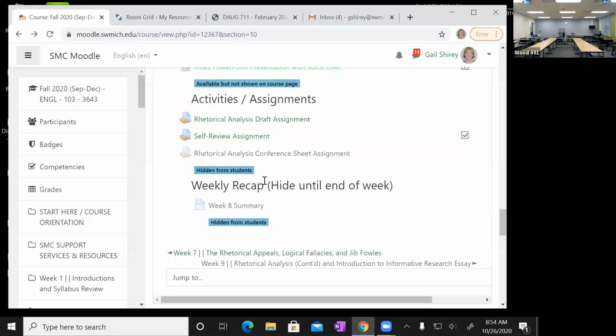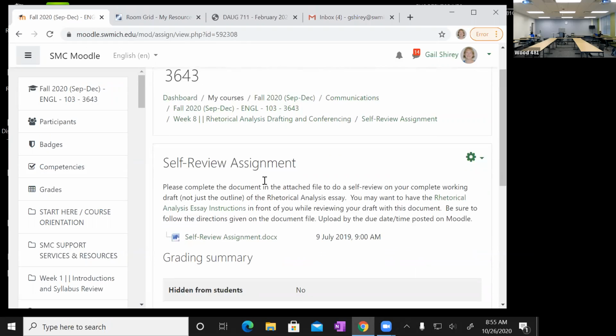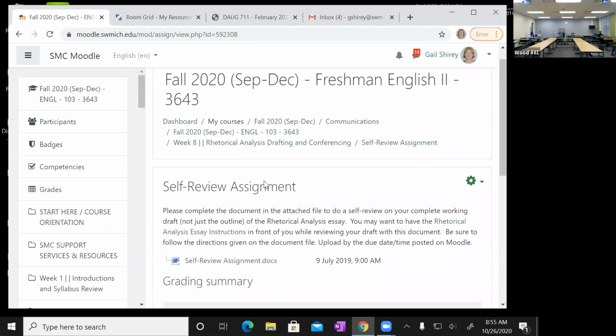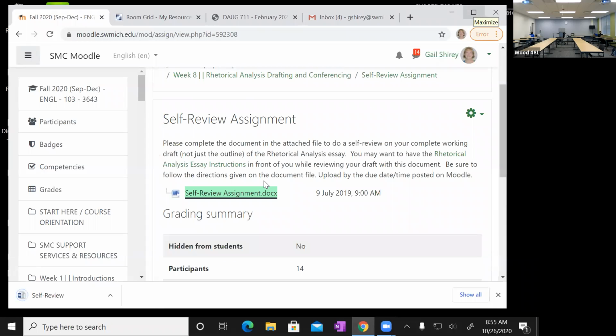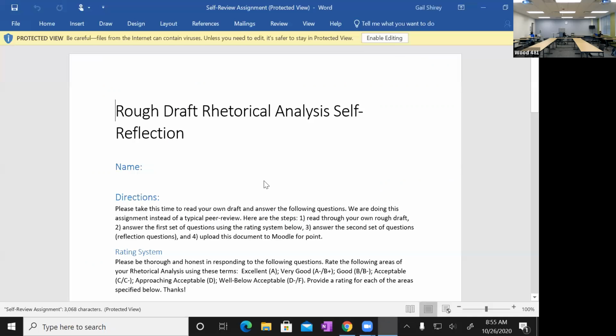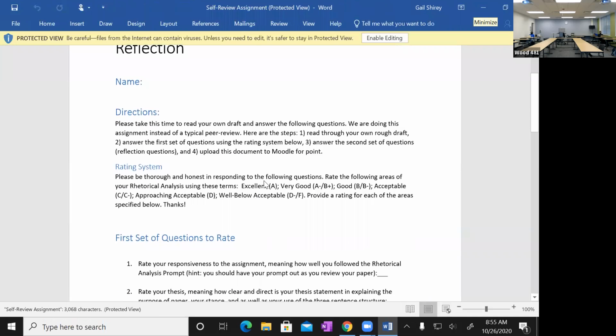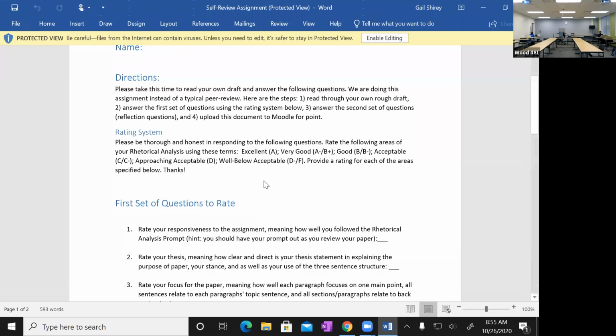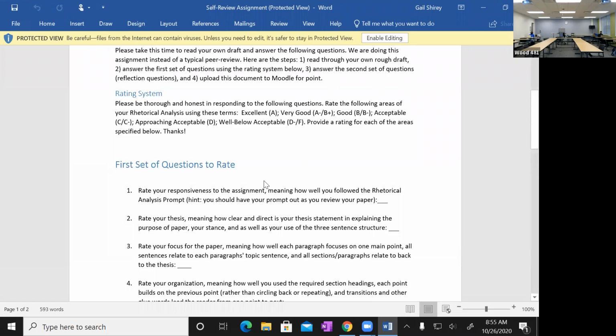Before you submit the draft, make sure you do the self-review assignment. The self-review is a worksheet. Make sure you have it in front of you and go through it. And you're going to read your draft. Instead of doing a peer review, you're doing a self-review. So the first step is you read through your finished rough draft. Then I want you to answer the first questions and then answer another round. Those are reflection questions. And then finally upload this document. So you're reading it on an ABCD. And then the reflection questions, you're just giving me personal feedback.